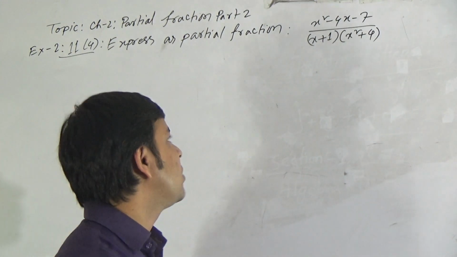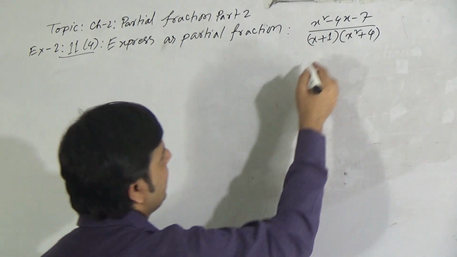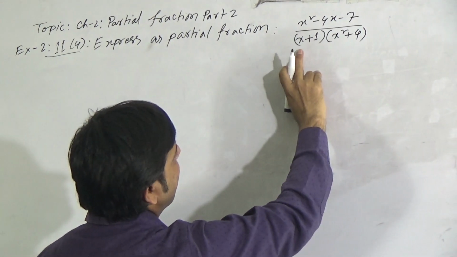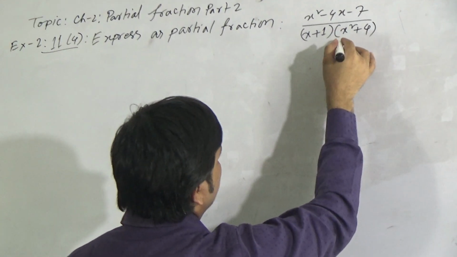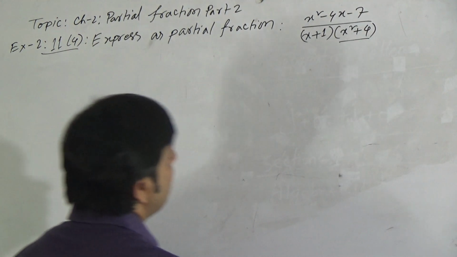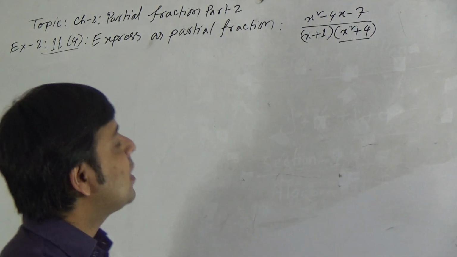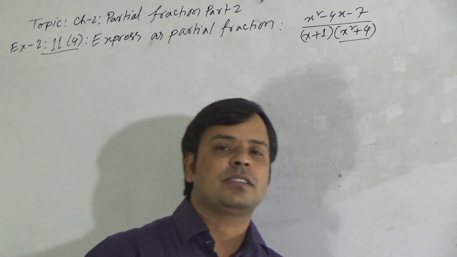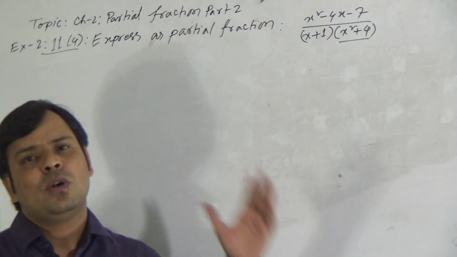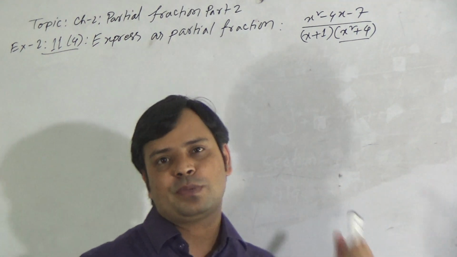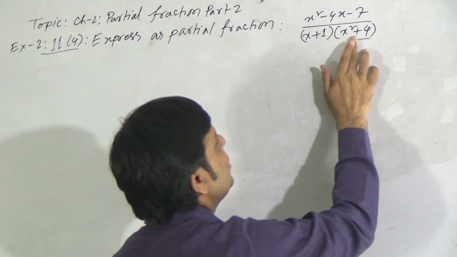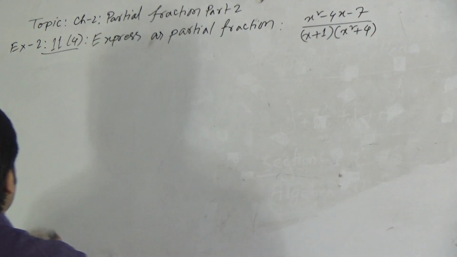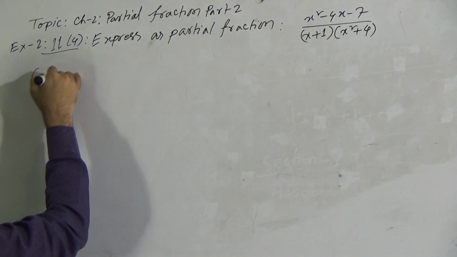Okay, dear students. So let us see our today's question. Here the given fraction is x square minus 4x minus 7 divided by x plus 1 and x square plus 4. Here this factor x square plus 4 is a quadratic factor, is a quadratic expression. So this factor is a quadratic factor. If there is a quadratic factor, then we have to apply another technique to express this as partial fraction. Okay, dear students. So I will show you that in our today's class. Solution.